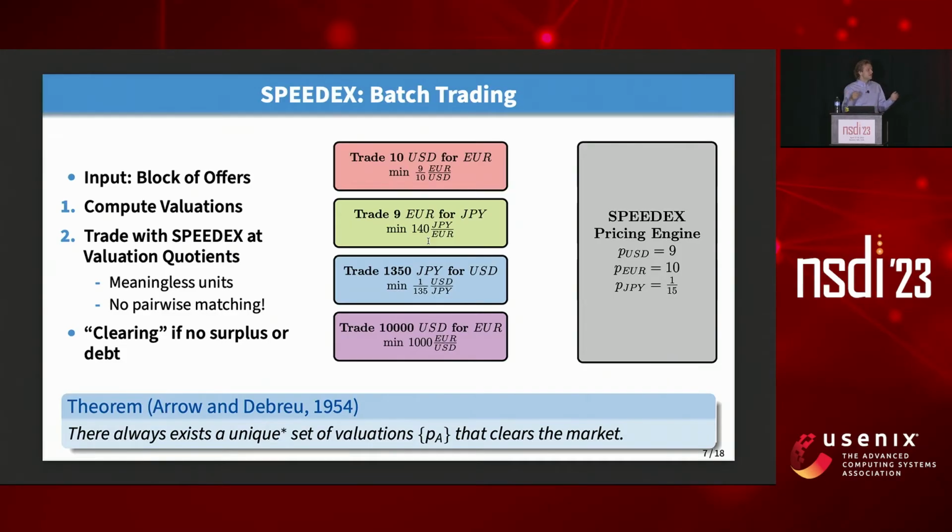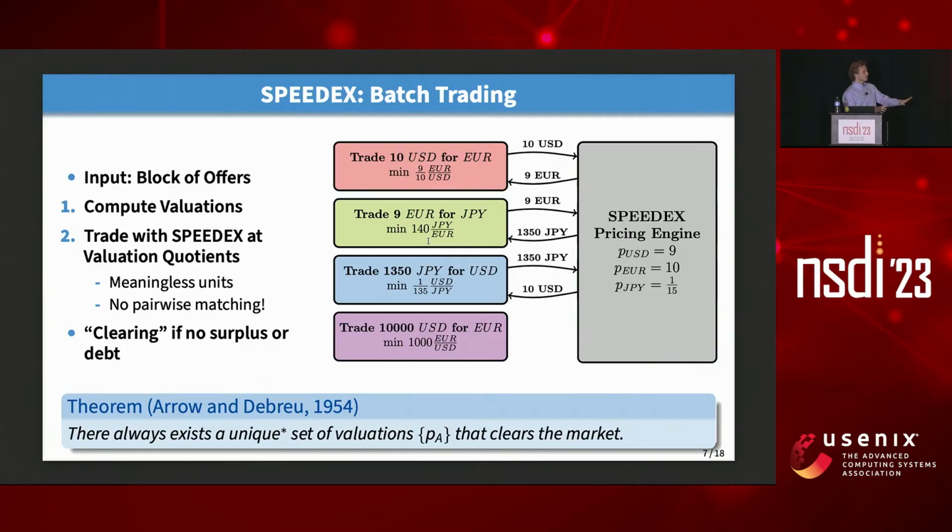So for example, maybe it decides that the value of $1 is 9 units, and the value of a euro is 10 units. These valuations imply exchange rates between every asset. So say 9 euros here would trade for 10 USD. Then it takes these exchange rates, goes to every offer on its books, and checks: is the exchange rate greater than the offer's minimum limit price? If it is, the offer trades, and if it isn't, the offer doesn't trade.